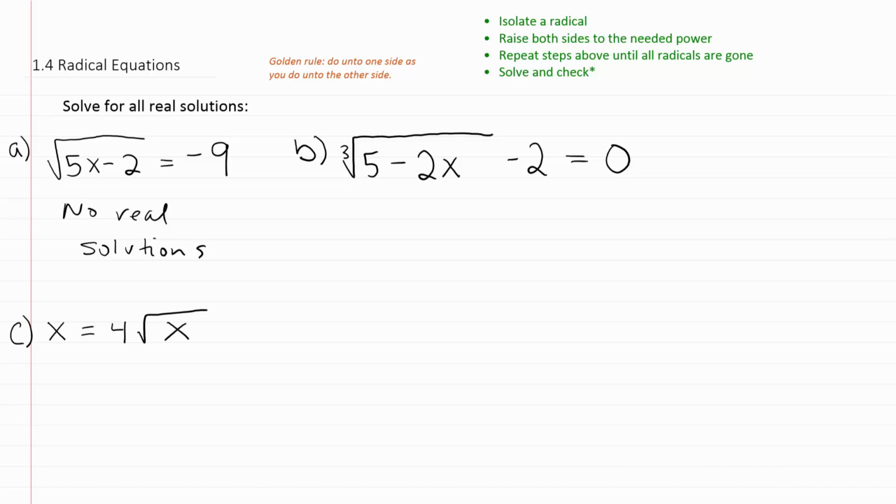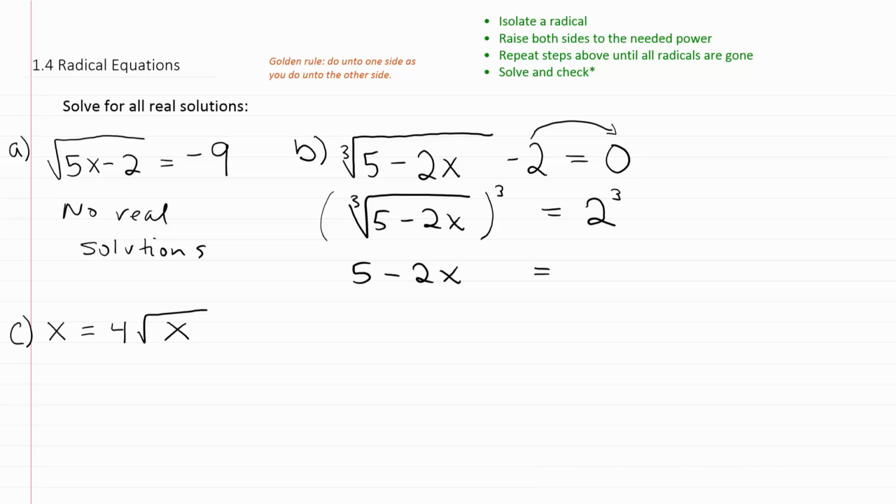For question B, it looks like we have a third root, and what we're going to do to solve that is to isolate the radical. It'll be the third root of 5 minus 2x, and we're going to move the 2 over to the other side, giving you equals 2 on the other side. And then we have to raise this left-hand side to the third power, because that will cancel out the third root. And we'll do the same thing to the other side. It'll end up giving us 5 minus 2x is equal to 8.